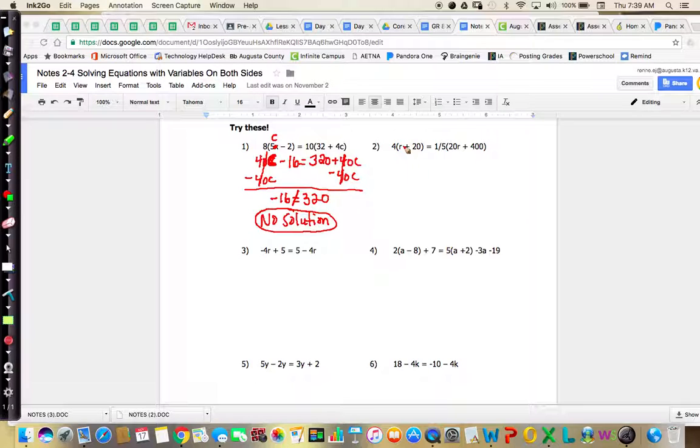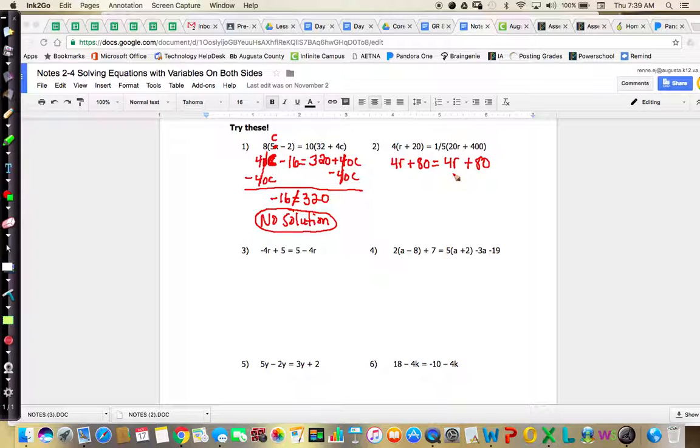Okay. Let's look at number two. Again, we have grouping, so we're going to distribute. So we're going to get 4r plus 4 times 20 is 80 equals, now we're going to take a fifth of 20, which is 4r, and a fifth of 400, of course, is 80.